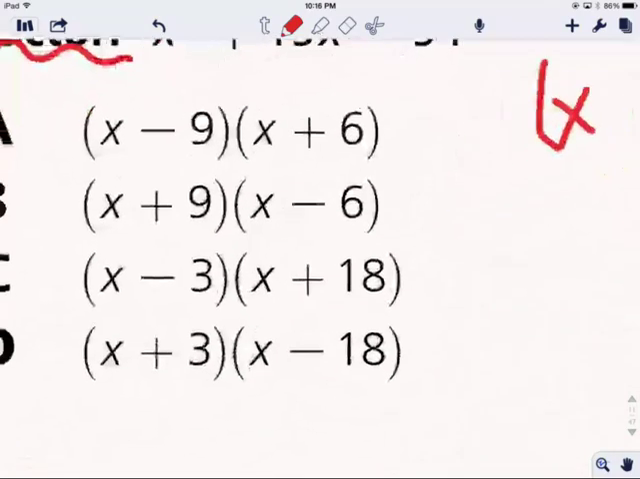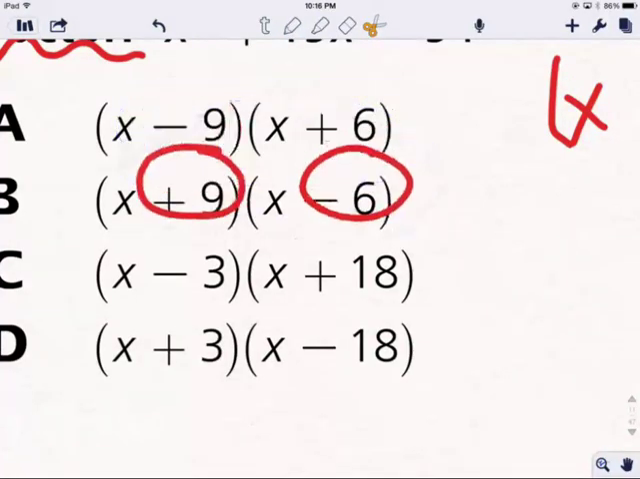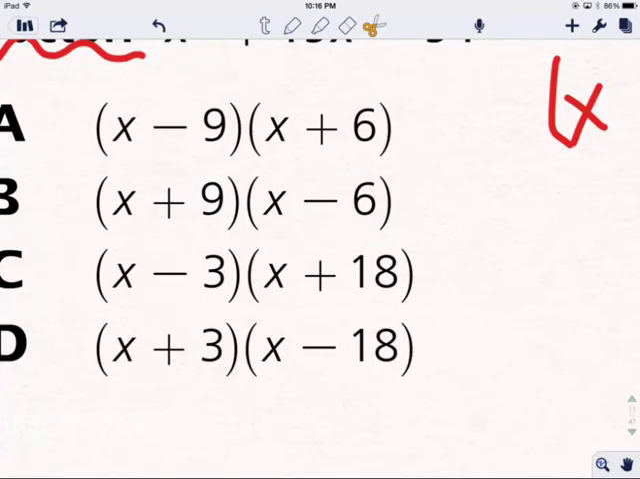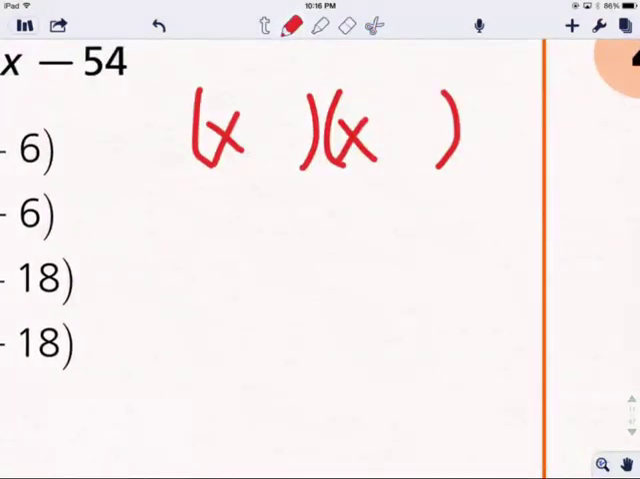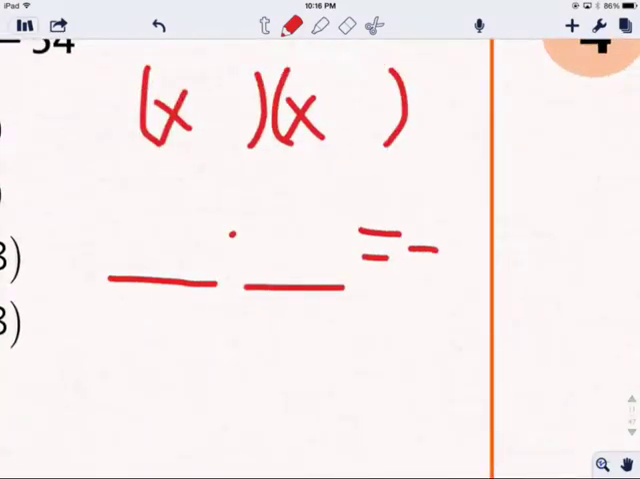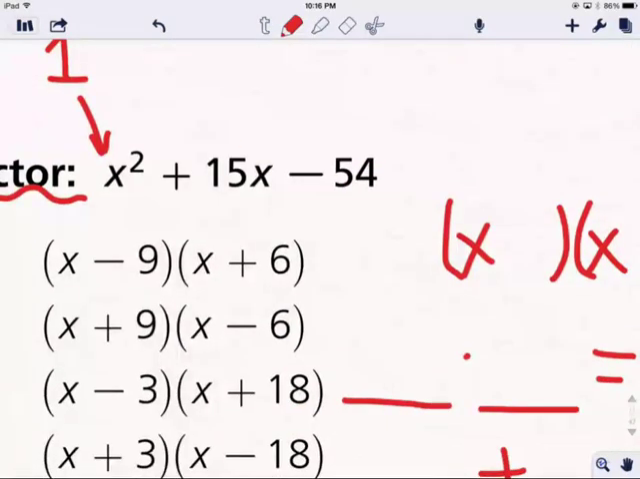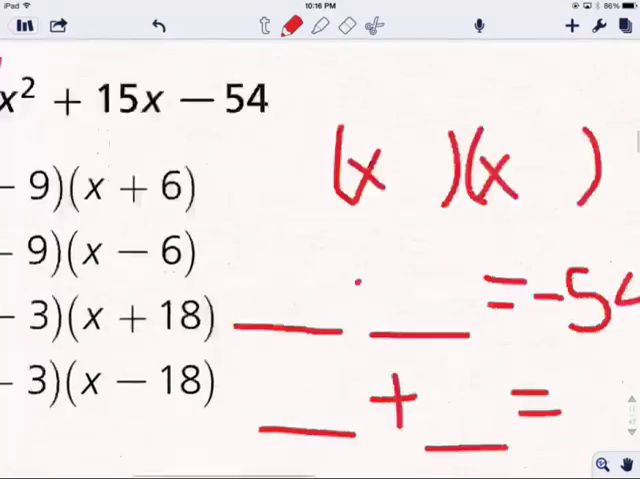But how do we pick what the second number is? Do you remember? Well, remember that we need to find the pair of numbers that will multiply to equal the last number, the one without an x or an x squared. So what two numbers multiply to equal negative 54, and those same two numbers have to add up to equal the number multiplying the x, which is positive 15 in this case.